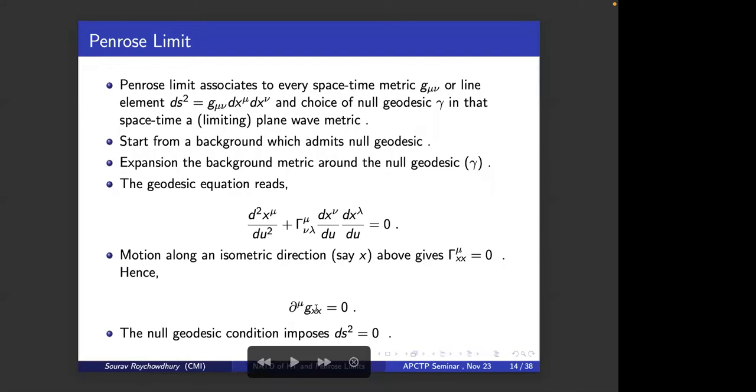However, we also impose the null geodesic condition because the particle is moving with very high speed, which means it follows the null geodesic. So apart from ensuring this expression, we have to make sure that ds squared equals 0, which is the null geodesic condition.